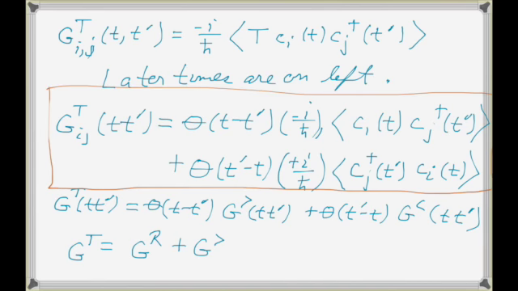When t is greater than t prime, we have this minus i over h bar c_i c_j dagger, and when t prime is greater than t, it's plus i over h bar c_j dagger c_i. That's explicitly what this thing is. And this is related to other Green functions like this, which we need to make use of later on. So all these Green functions are interrelated, and using these definitions that we just wrote down, it's trivial to see that these relations are indeed true.